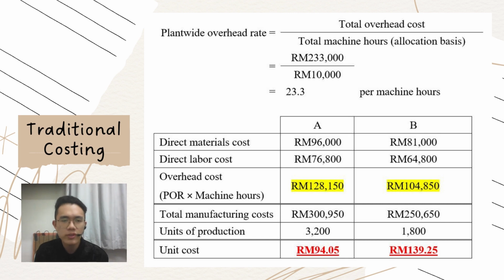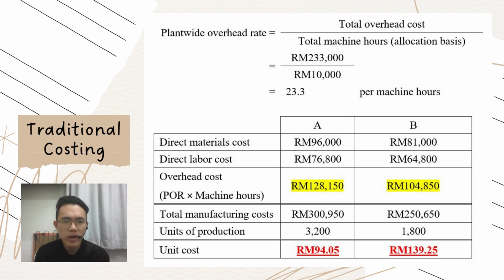If we want to use the traditional costing, the first step we need to do is calculate the plant-wide overhead rate. The formula for calculating the plant-wide overhead rate is the total overhead cost divided by the allocation basis. In this question, it is mentioned that we are using the machine hour as our allocation basis. So we need to use the total overhead cost, which is 233,000. We need to divide by our total machine hours, which is 10,000. Then we will get our plant-wide overhead rate, which is 23.3 per machine hour.